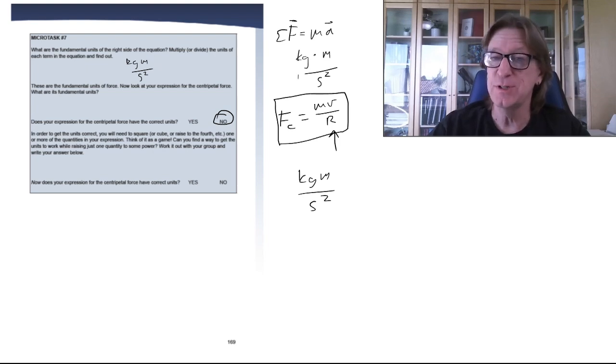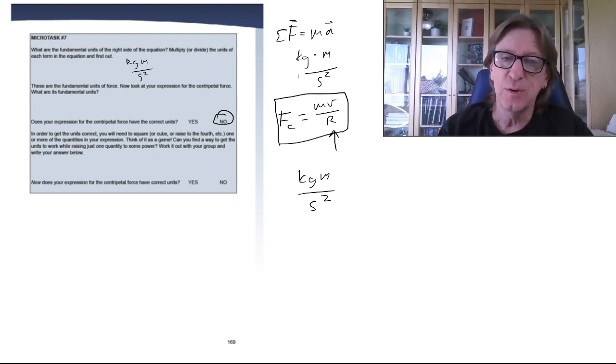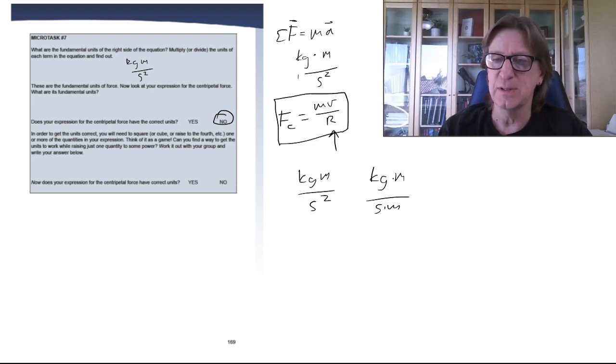Have you found a solution? All right, so right now I've got kilogram meters per second times meters, and that's just going to give me kilograms per second. So I know that I'm going to need another meters and another second. Do you see that that's what's missing? I've got kilograms per second here, so I need to multiply by meters on the top and seconds on the bottom. And that'll give me kilogram meters per second squared, which is what I want.